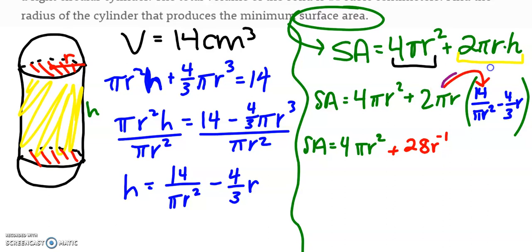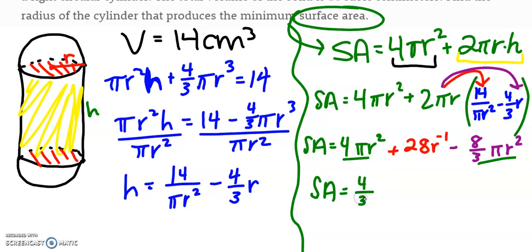If I distribute this 2 pi r into here, 2 times 4 is going to be 8/3 pi r squared. All right, well, collecting like terms, still haven't done any calculus yet. Surface area, these two are both pi r squareds, so I can combine those into 4 minus 8/3, which is going to leave me with 4/3, okay, just doing a little bit of fraction work. Pi r squared plus 28 r to the negative first.